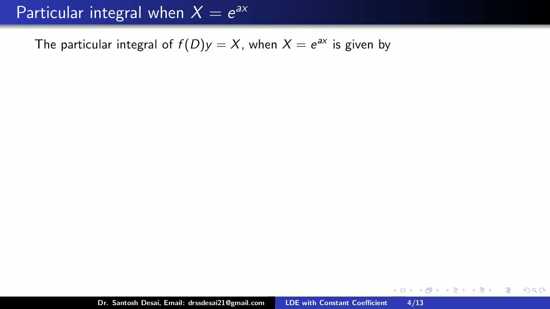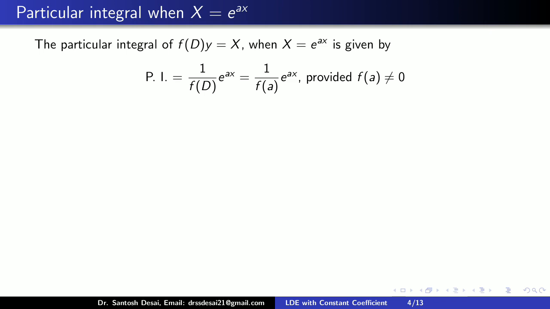The particular integral of f of D of y is equal to X, when X is equal to e raised to ax, is given by PI is equal to 1 upon f of D into e raised to ax, which is equal to 1 upon f of a into e raised to ax, provided f of a is not equal to 0.